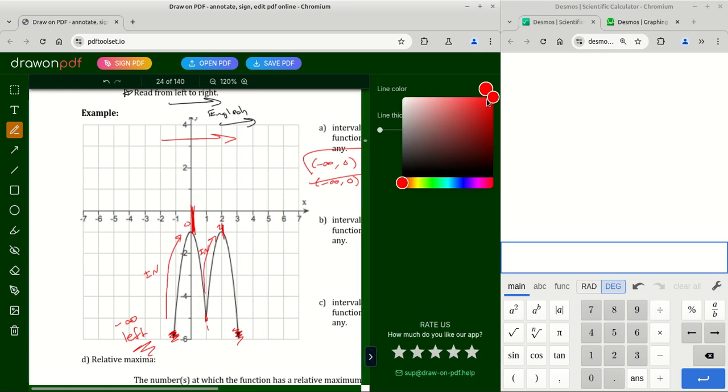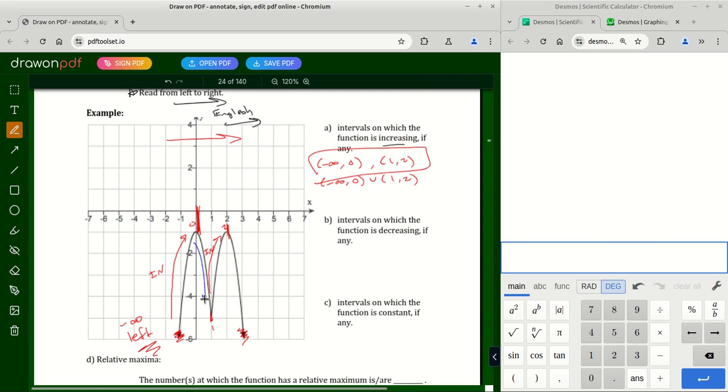Okay, so let's do this whole thing for the decreasing part. I'm going to do some blue. All right, decreasing right here. We're going down. Boom. Decreasing. Boom. Decreasing. See how I had to get rid of those arrows? They were so annoying. They don't tell you what's going on. No arrows. So we're going from 0 to 1, and then we're going from 2 to the right side.